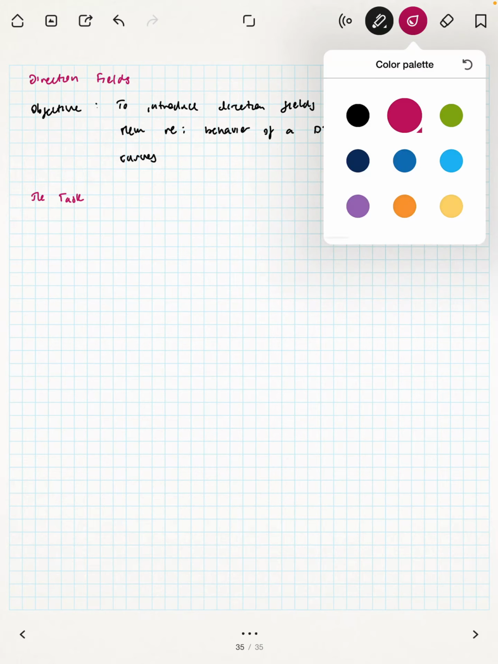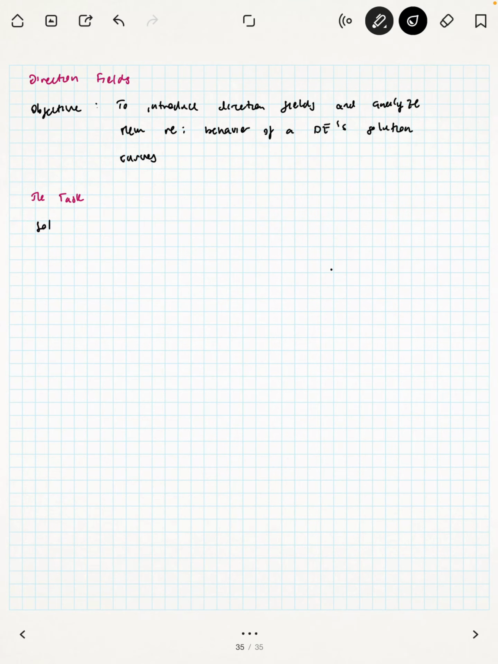So with differential equations, our task is to solve a DE, except sometimes we can't. Sometimes it's either impossible or just very difficult to solve, okay? If we cannot, then we have to resort to other techniques, right? And one of the really cool and visual techniques that we have at our disposal is direction fields.